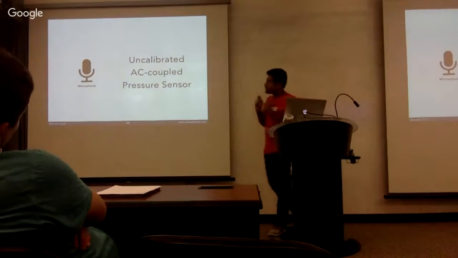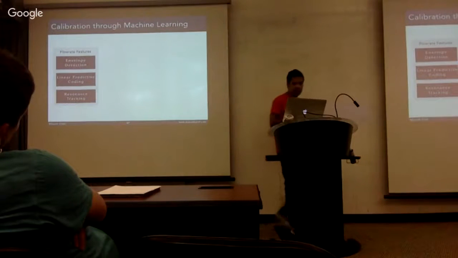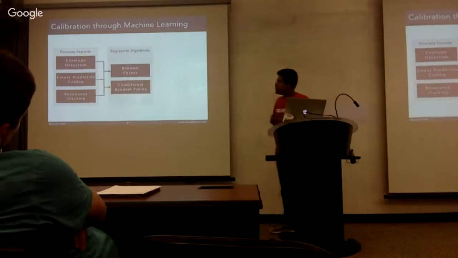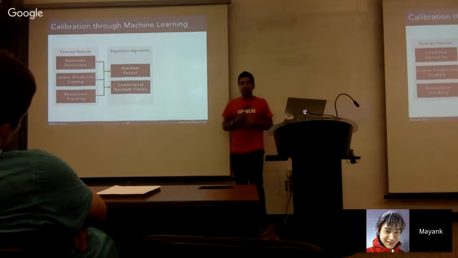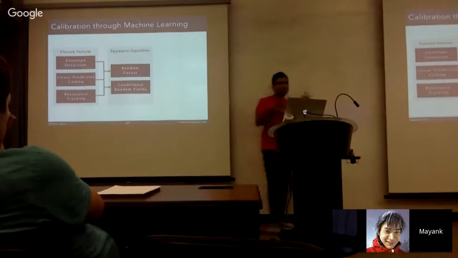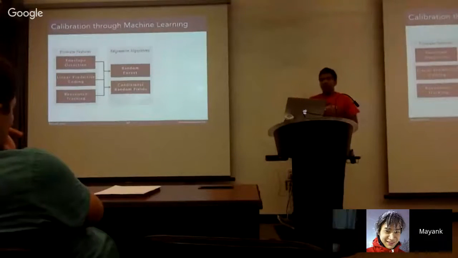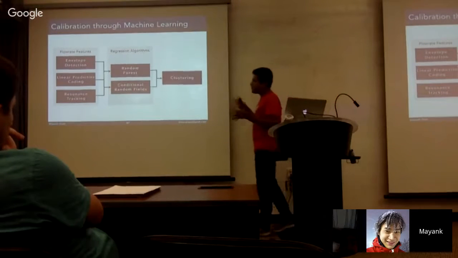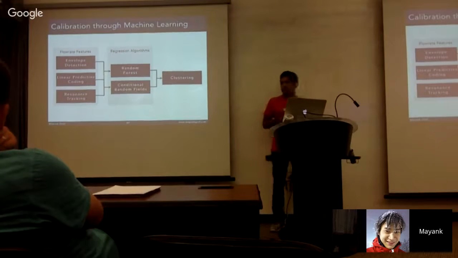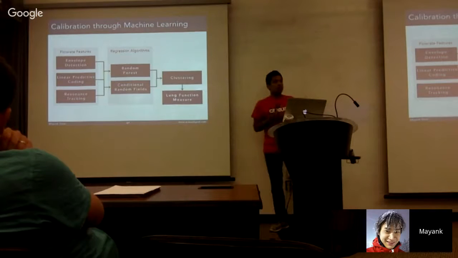But the features are still uncalibrated. To calibrate this, we use machine learning, and all of these three features are then inputted into multiple regression algorithms. We use random forests and conditional random fields, and different variants of these two algorithms. I'm not going into detail of that right now. And then from these estimates, we finally cluster them together, we take their mean, and generate the final lung function measure for all of the three measures that I talked about earlier: PEF, FEV1, and FVC.